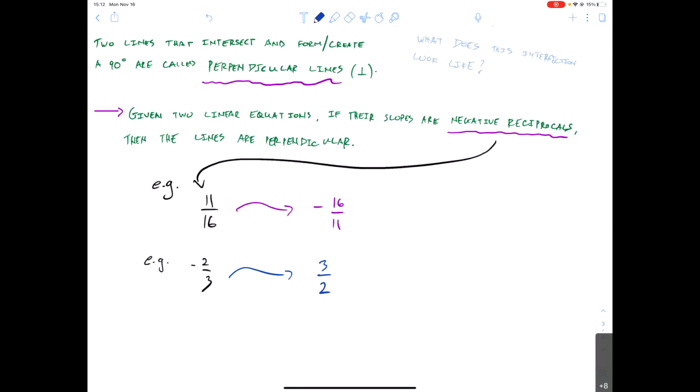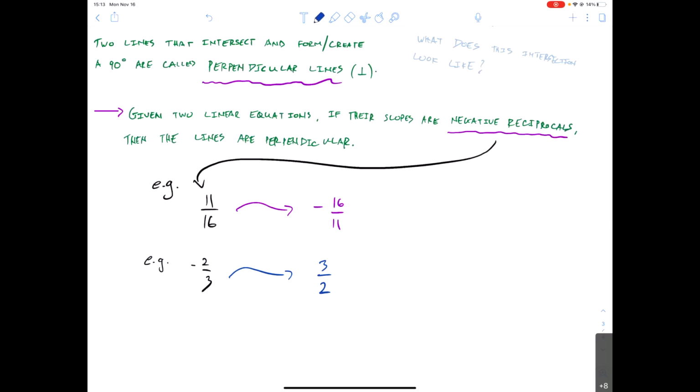So the first example, 11 over 16, was positive. So you take the reciprocal, you make it negative. For negative 2/3, you take the reciprocal, 3 over 2, and you apply a negative to the negative. Well, what's negative times a negative? It's positive, right? Take the opposite sign of it, and that's it. So that's perfect. That's beautiful. So now you have a tool where if I give you two equations, you can tell me immediately whether they are parallel, perpendicular, or neither, and it's observation strictly on the slope, all right?